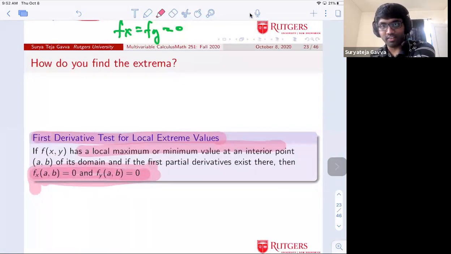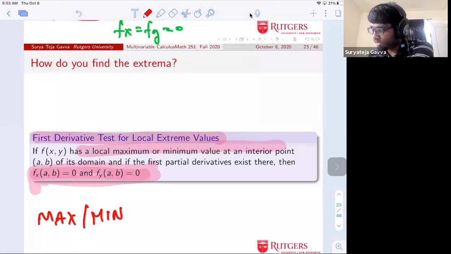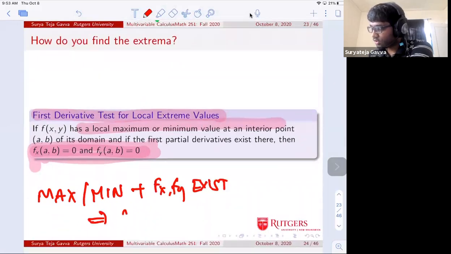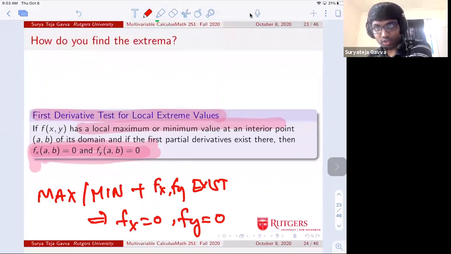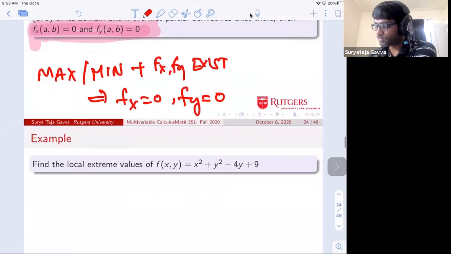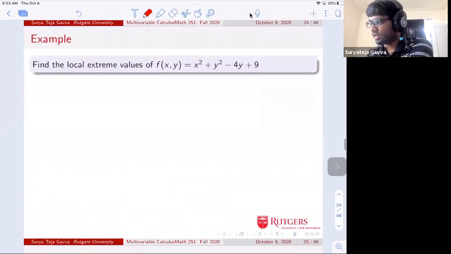So that's the first derivative test. This is exactly similar to one variable. If it is a max or min, you know that the derivative is 0. So this basically says that at a max or min, fx and fy, if they exist, have to be 0. This is the first derivative test. It's completely similar to the first derivative test in one variable, but now instead of one derivative, you have to take the derivative along x and the derivative along y as well. Okay, so now let's compute an example.